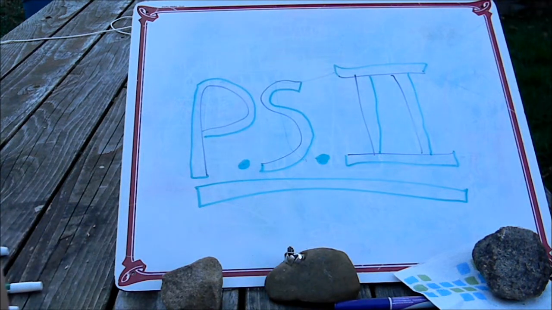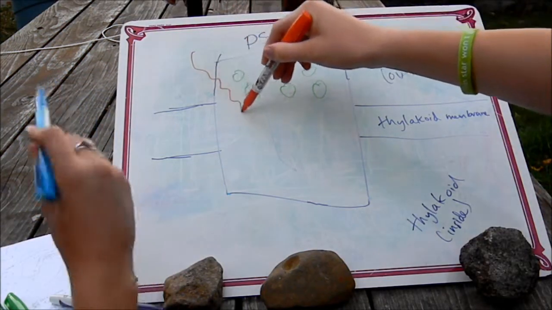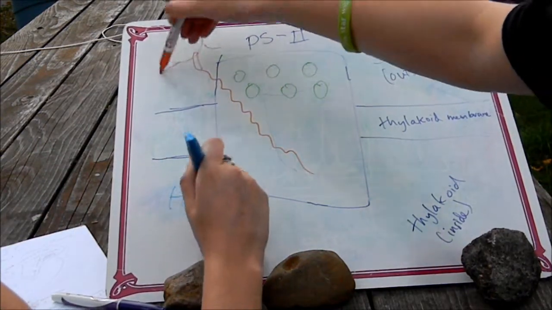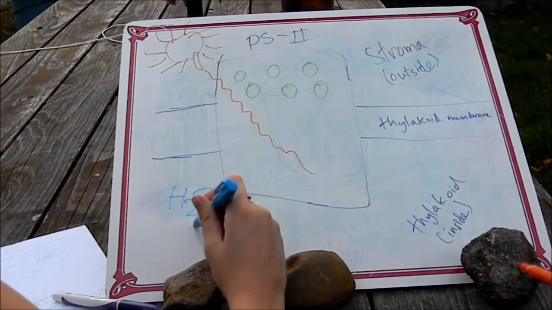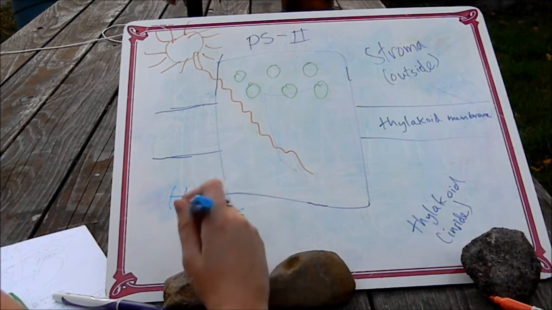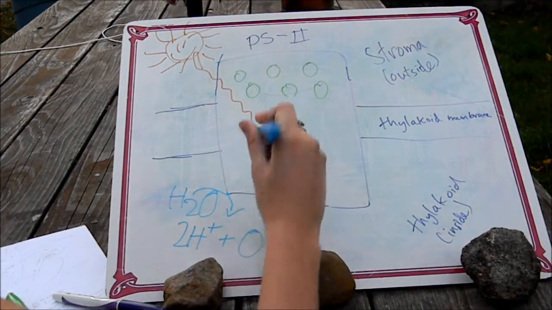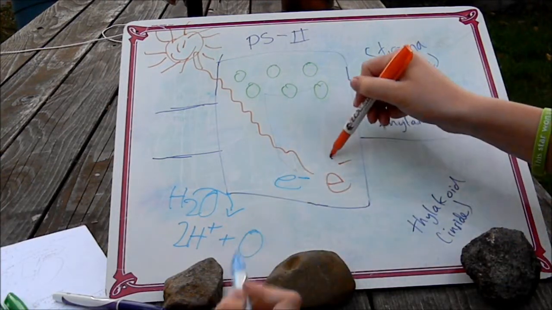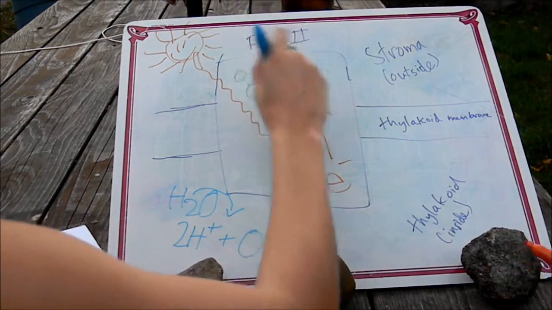Photosystem 2. In the beginning of Photosystem 2, sunlight enters the photosystem from the sun and breaks water, H2O, into H plus ions and oxygen. And it gives off electrons into this giant proteiny thingy here. And that electron gets excited by the sunlight, and it freaks out. It's so excited. It has so much energy that it goes up here.